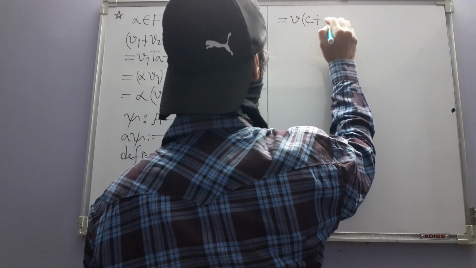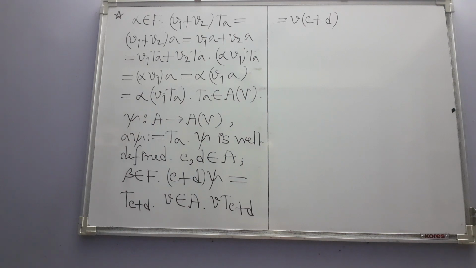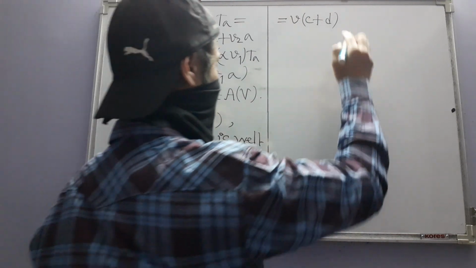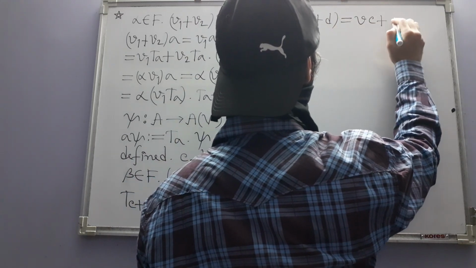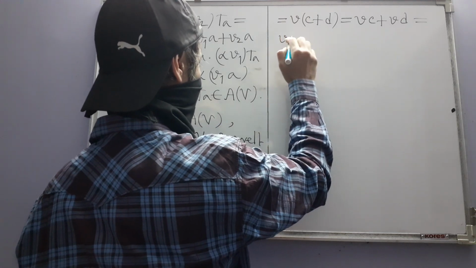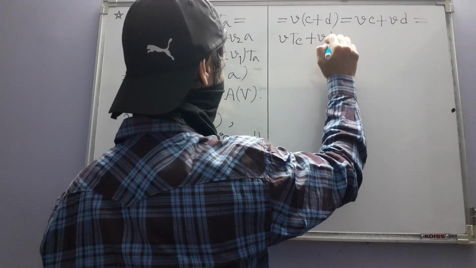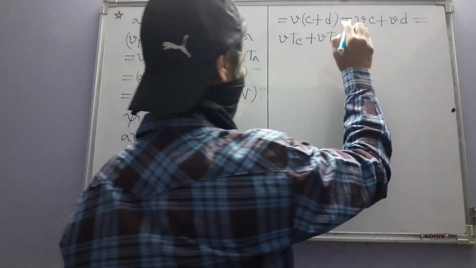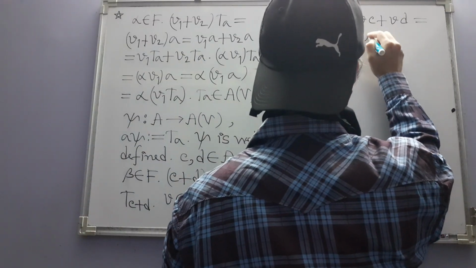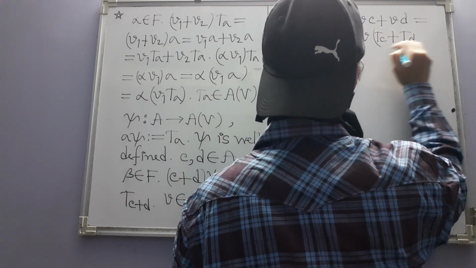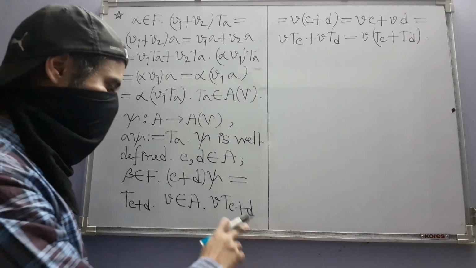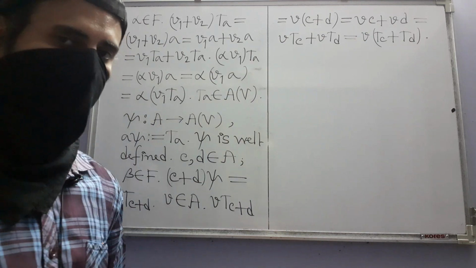By definition, this is V times C plus D, and now forgetting that V is a vector and C and D are algebra elements, these are after all ring elements. So by the left distributive law, we have this. But VC is what? By definition, it is VTC. Similarly, VD is VTD. And now finally, applying the definition of addition in this algebra, this last thing is equal to V on which TC plus TD has been applied. So the effect of T C plus D on V is the same as the effect of TC plus TD on V.